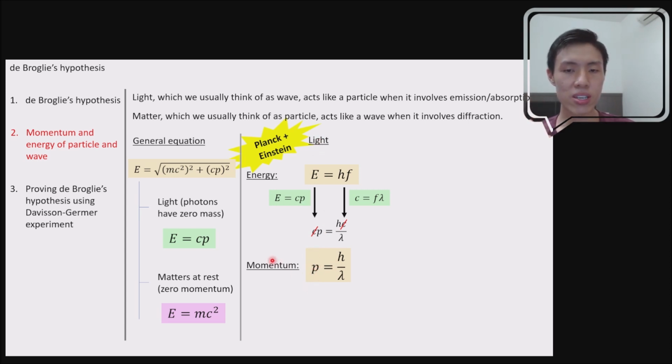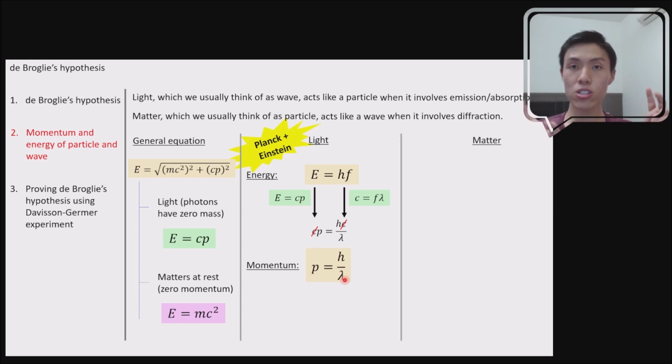But this momentum can be related to the wave properties of light, which is the lambda. The lambda represents the wave properties of light. The momentum represents the particle properties of light. So this equation relates the particle properties of light and the wave properties of light. So this equation is very important.